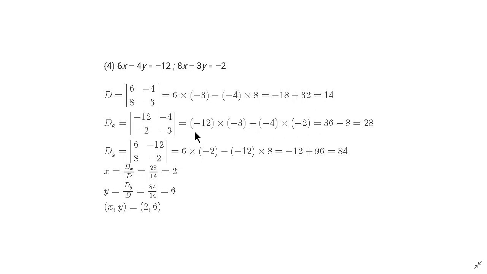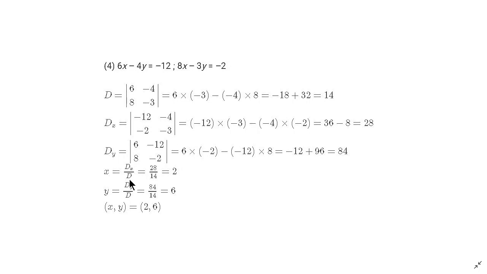Then do the cross multiplication. 6 into minus 3 minus 4 into 8 is equal to minus 18 plus 32, which is equal to 14. Minus 12 into minus 3 is minus into minus, plus 36. Then minus 4 into minus 2 is plus 8. But there is one more subtraction sign, that's why it's minus again. 36 minus 8, 28. Then solve this.